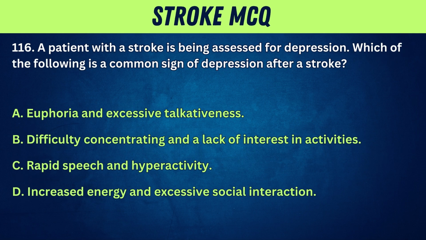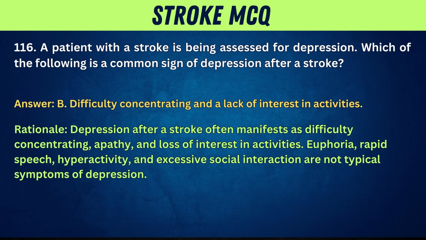116. A patient with a stroke is being assessed for depression. Which of the following is a common sign of depression after a stroke? A. Euphoria and excessive talkativeness. B. Difficulty concentrating and a lack of interest in activities. C. Rapid speech and hyperactivity. D. Increased energy and excessive social interaction. Answer: B. Difficulty concentrating and a lack of interest in activities.